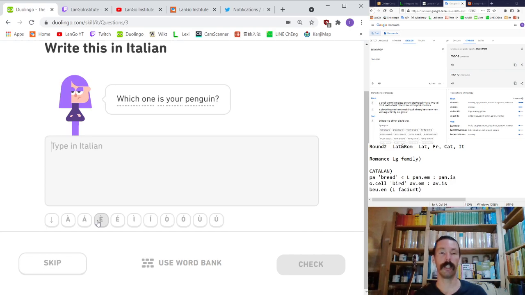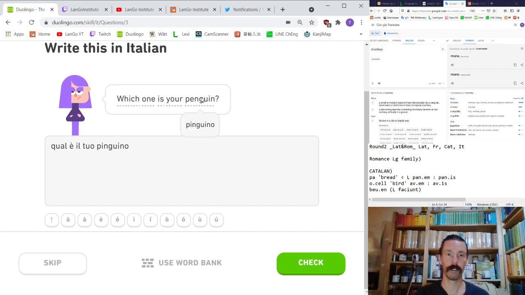Which one? Qual è il tuo pinguino? Which one is your penguin? Qual è, accented. Il tuo, because it's masculine, singular. Masculine is just an arbitrary quality. Please don't get hung up on that. Pinguino. Nothing to get upset about there. It's one of the drawers into which you sort your nouns.